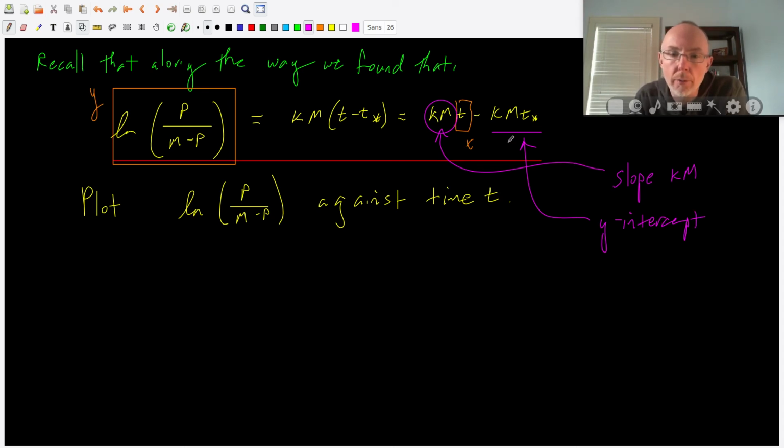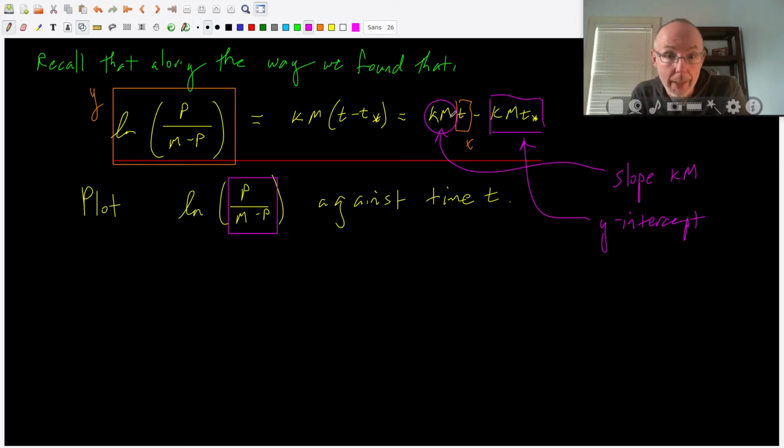So if I plot, and in this case by y I mean the log of p over that quantity, this is a constant. K is a constant, m is a constant, t star is a constant. T star, remember, is the moment when the population is m over 2. M is the maximum carrying capacity of the population. I don't know that value, so even if I have data on population against time, I don't know what m is. If I don't know what m is, then I can't actually build this quantity. But if I could build this quantity, then I could just plot it. If I saw a straight line, then I know the slope is k times m, and the y-intercept is this.